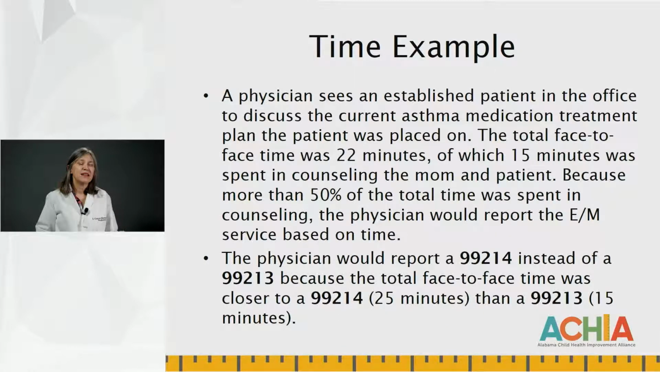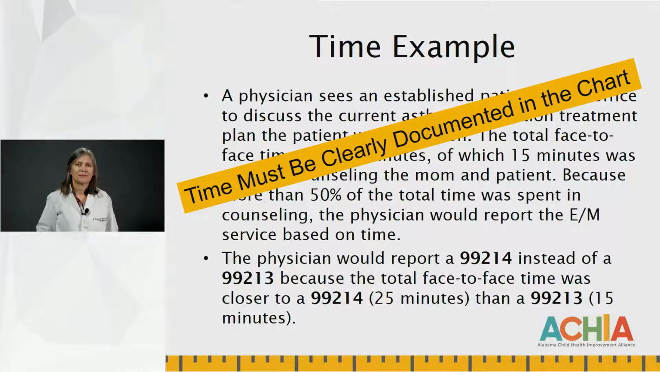And so, as an example, let's say you're in the room for a total of 22 minutes and 15 minutes has been spent counseling. Well, that's more than half the total time, so you need to use a time CPT code. So the physician here would report a 99214 because the total face time was closer to the 25 minutes than it was to the level 3 of 15 minutes. And remember to clearly document the time that you were in the room.